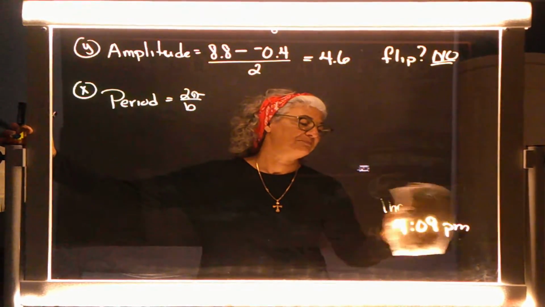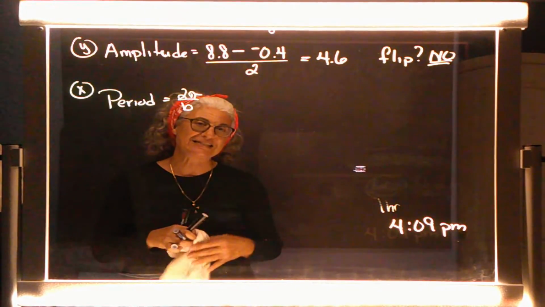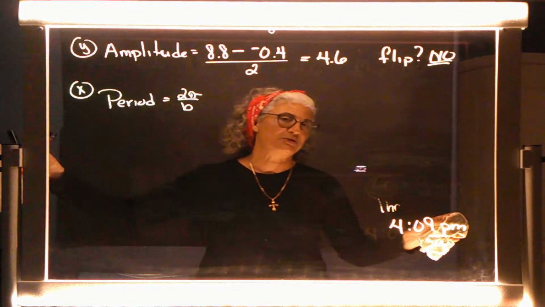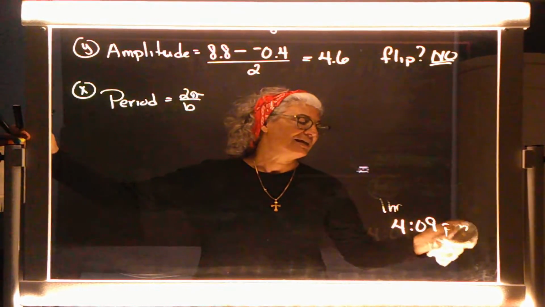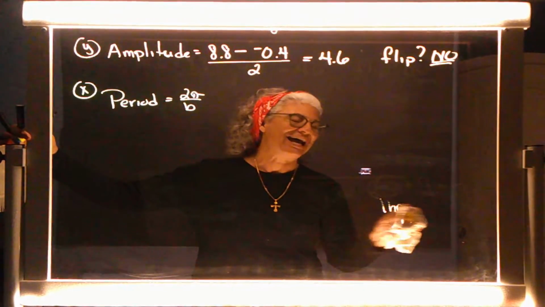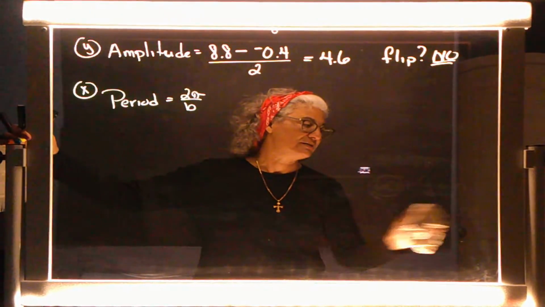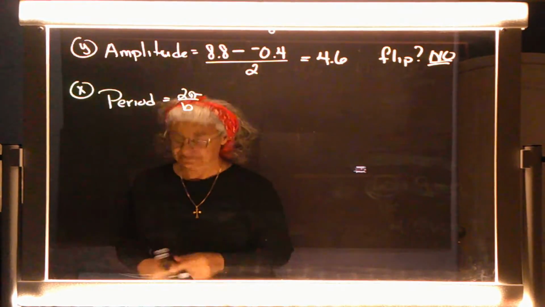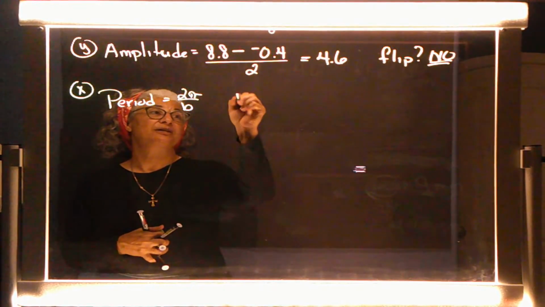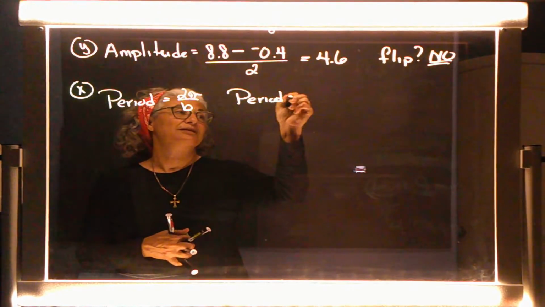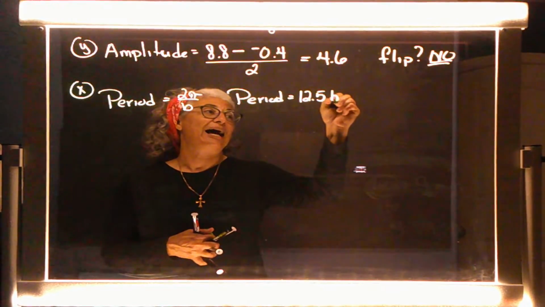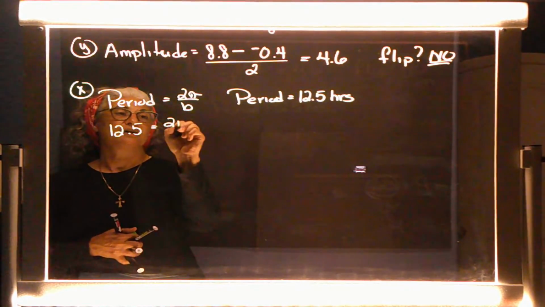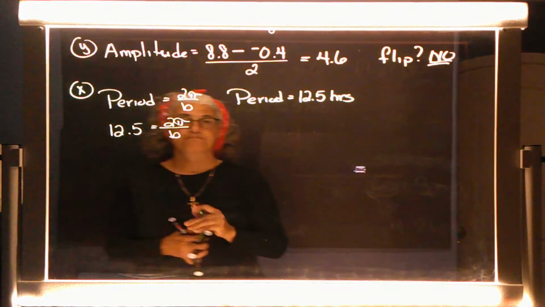Yeah, they did. Because they told me the distance between consecutive high tides, didn't they? What was the distance between consecutive high tides? Yeah, it was 12.5 hours, right? It was 12.5 hours. So they gave me the period, which means we have a way of finding B.